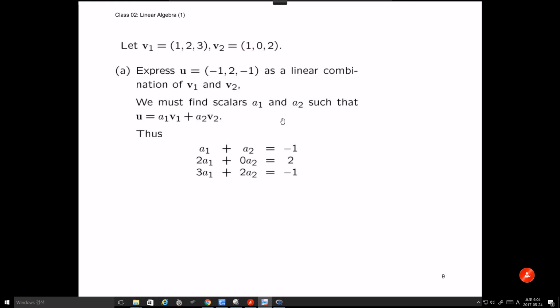So for example, let's say V1 is the vector 1, 2, 3. Vector V2 is 1, 0, 2. Now you can express u, which is minus 1, 2, minus 1, as a linear combination of V1 and V2. Then we must find the scalars a1, a2 such that u equals a1 V1 plus a2 V2. So if we multiply this one by a1, this one by a2, and sum them all, then minus 1 should be equal to a1 plus a2, right? This one, 1, 2, 3, is the same as this one, and this one, 1, 0, 2, is this part. So this and this should be the same as this one.